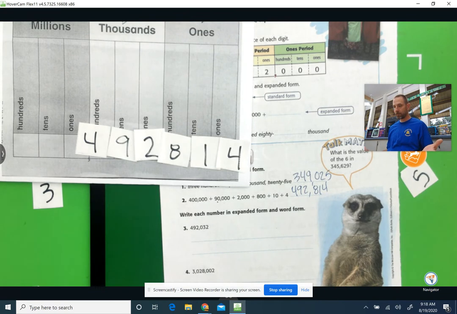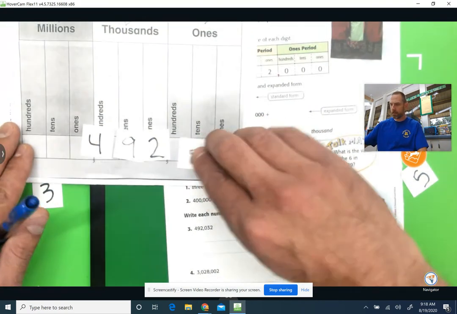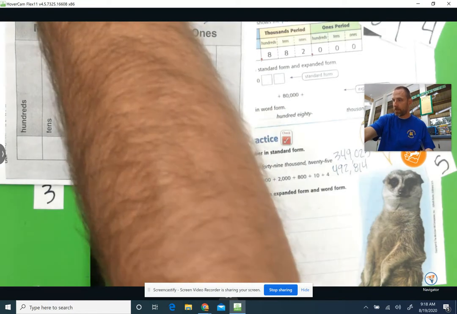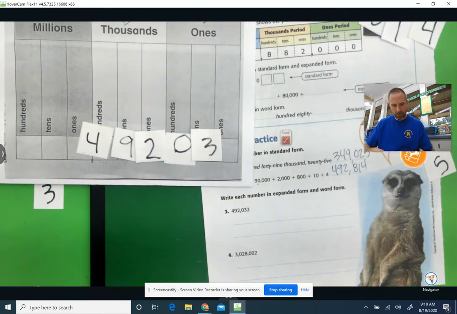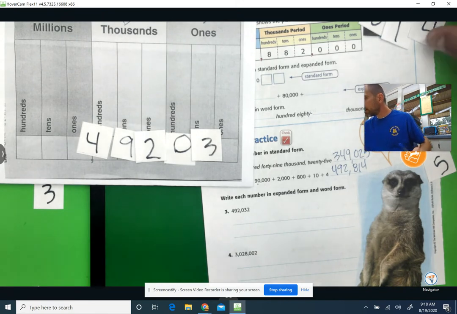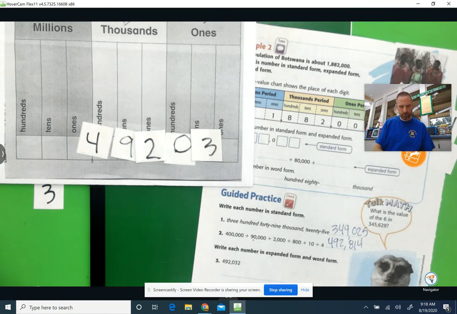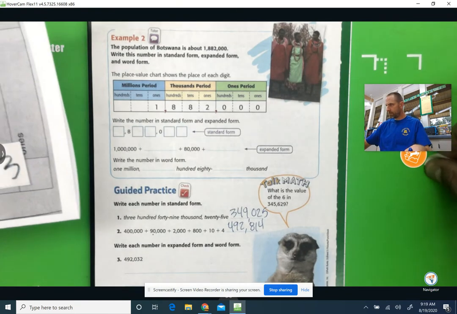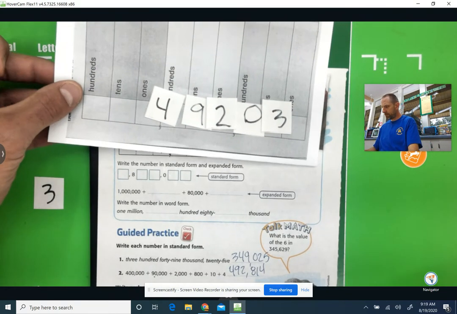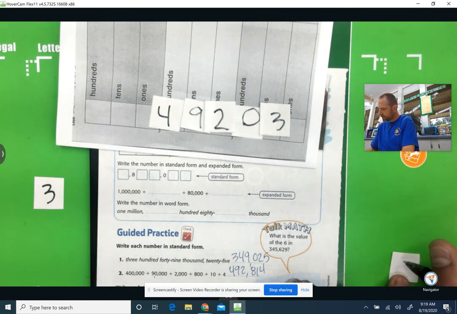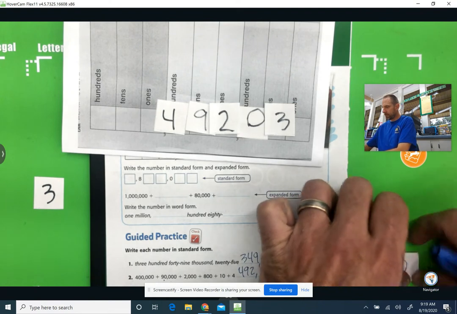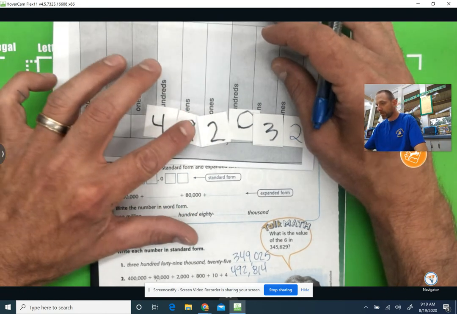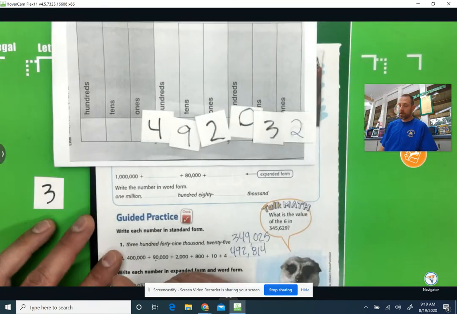492,032. Start with expanded form. Well, the 4 is in the 100,000s place. I'm going to put down the number 32 here in my ones period. It's number 2. 492,032. So the value of the 4 that's in the 100,000s place is 400,000.